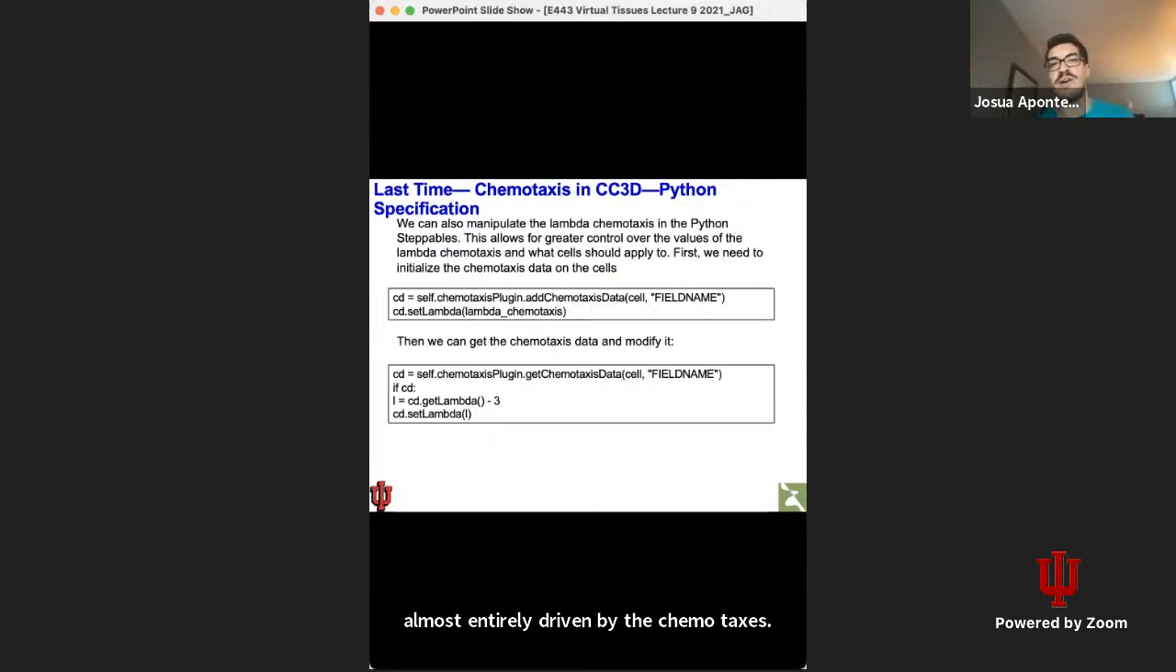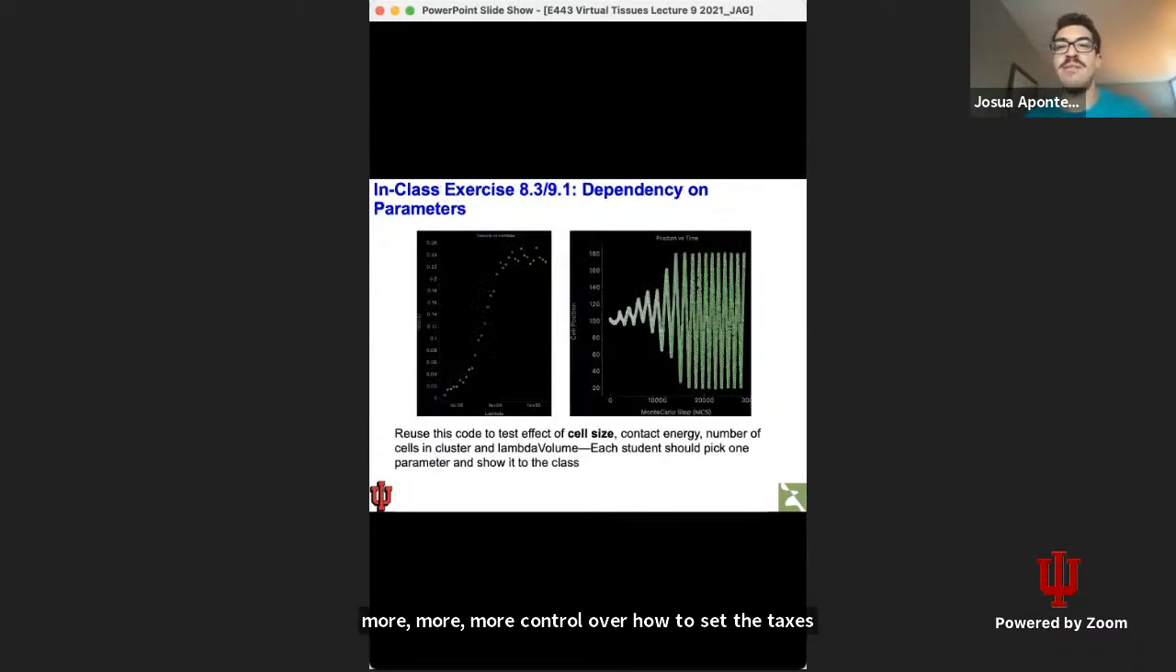Then we also talked about how we can specify the lambda chemotaxis in Python, and this gives us much more control over how to set the lambda chemotaxis dynamically. And we exploited this ability to change the chemotaxis of the cell such that we could create a plot of the velocity of the cell as a function of the chemotaxis, right?